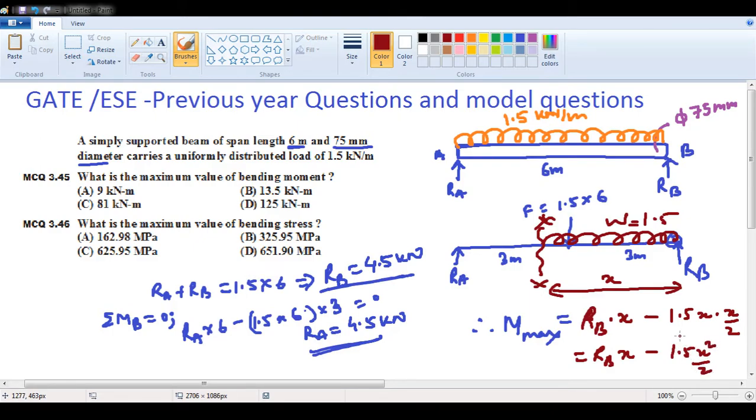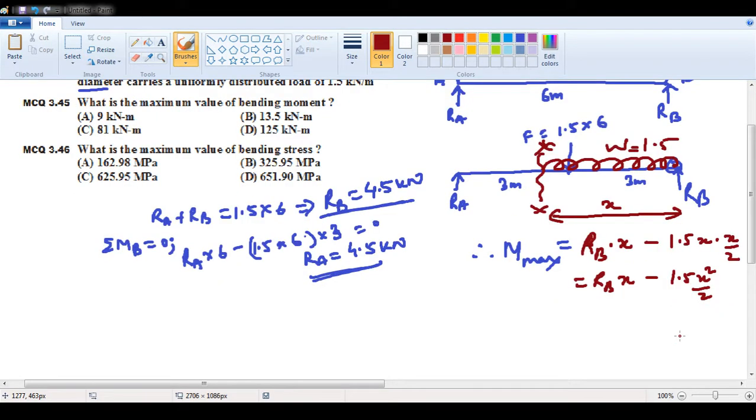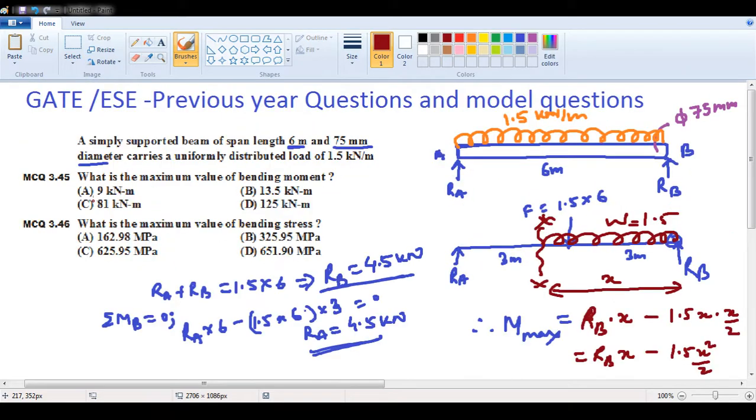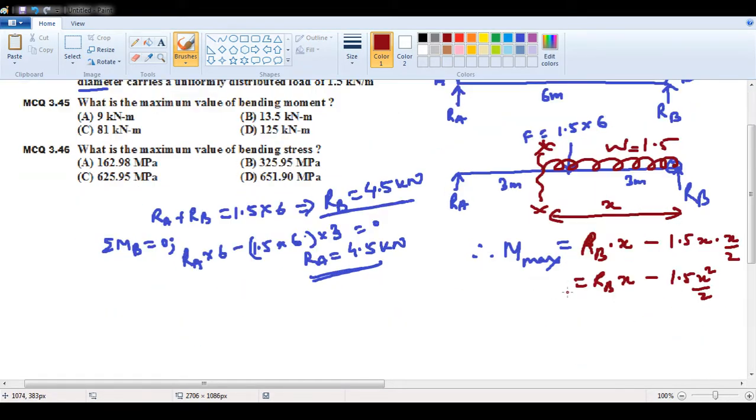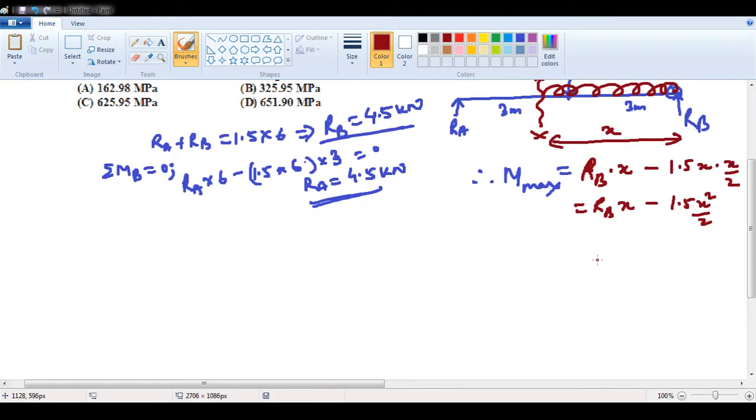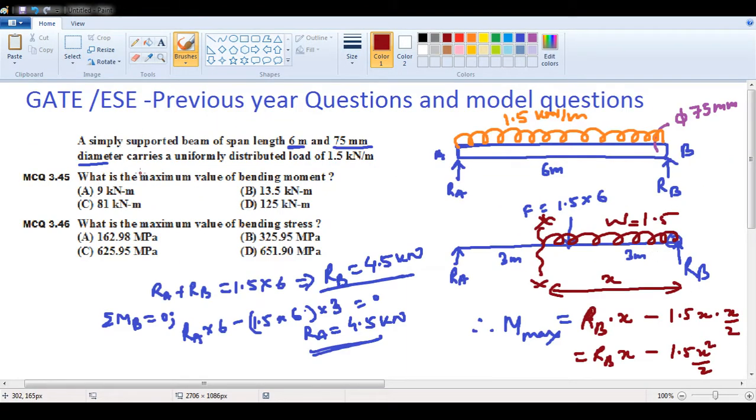So by using this, we'll check the value of the maximum bending moment. We can put the value here, and finally we'll come across a value of 6.75 kilonewton meter. So this is nothing but, here if you see, nothing is matching, right?